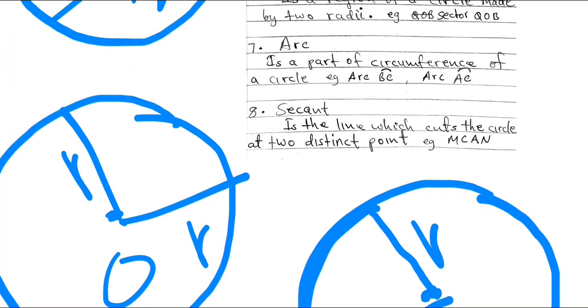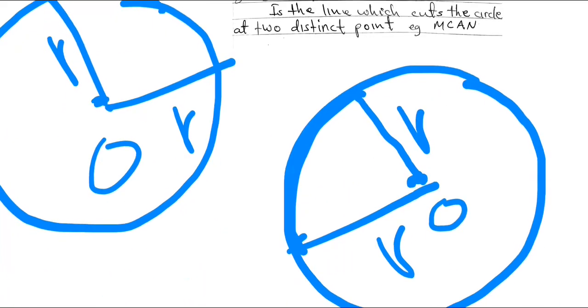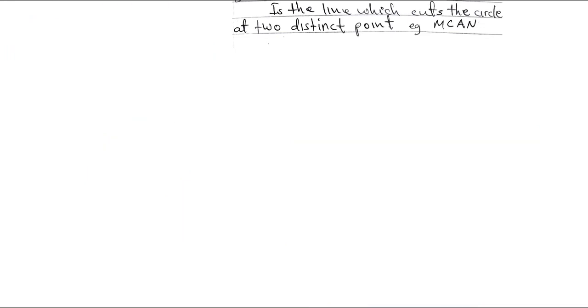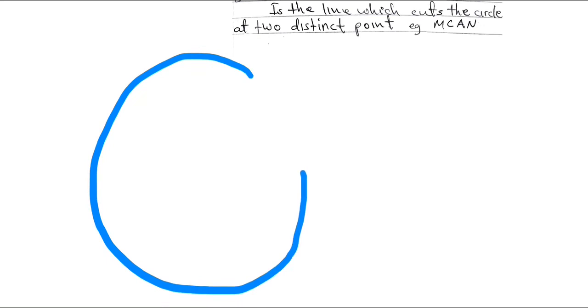Let us continue with the secant. So what is a secant? Simply, a secant is a line which cuts two distinct points of a circle. So suppose you have a circle like this one. This is a circle, and the line which cuts two distinct points of a circle is what we call the secant line.